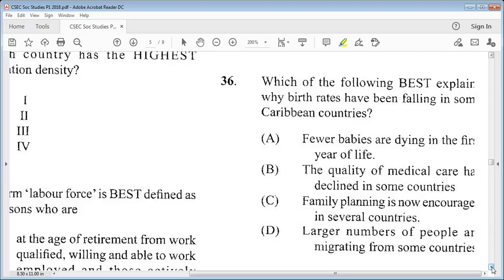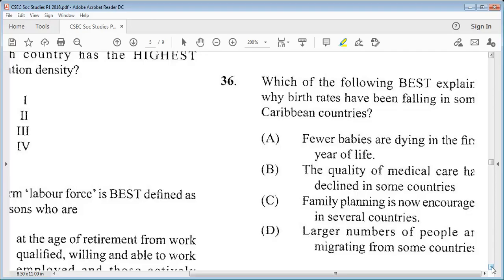Well, we could look at A. Fewer babies are dying in the first year of life. No, that wouldn't best describe why birth rates have been falling in some countries. Absolutely not. That's not the best one to explain. Let's look at B. The quality of medical care has declined in some countries. That we could rule out.